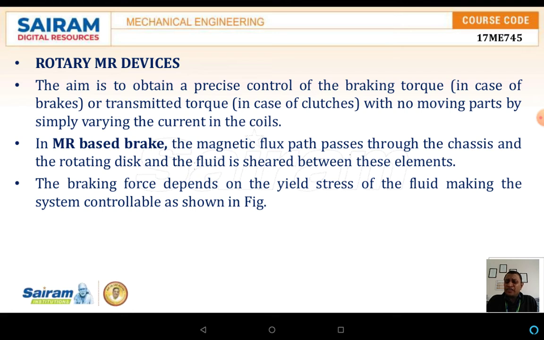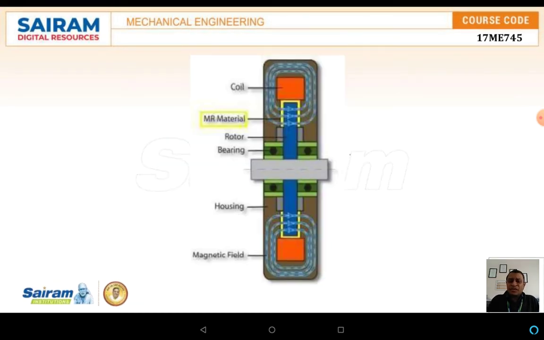In MR based brakes, the magnetic flux path passes through the chassis and the rotating disc, and the fluid is shared between these elements. The braking force depends upon the yield stress of the fluid, making the system controllable. This schematic diagram shows the disc braking system that can be used in vehicles, where the vehicle can be stopped instantly, in the sense without any movement or without any jerk.